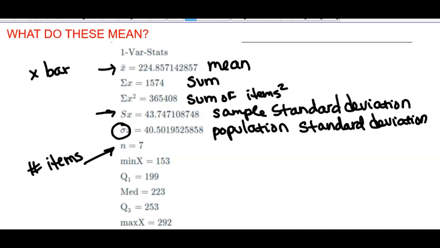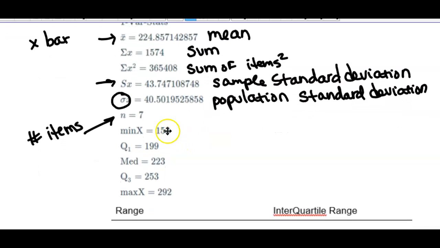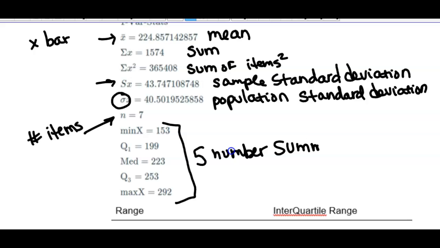Then these down here are called the 5-number summary, and they are used to make a box plot. So you have the minimum value. This is the first quartile or the 25th percentile. It's called the first quartile.